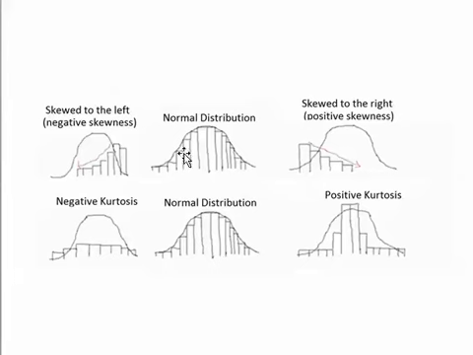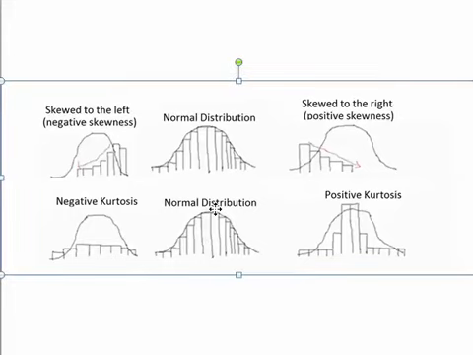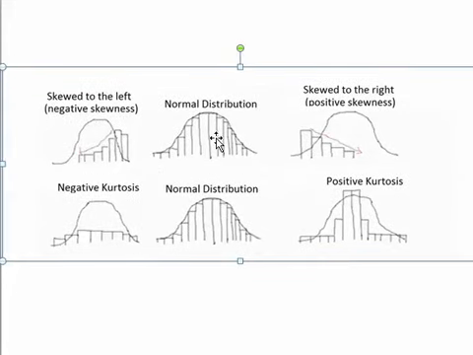So we can see that a normal distribution is halfway between a negative skewness and a positive skewness. So you would actually say that a normal distribution has no skewness. And a normal distribution is also halfway between a negative kurtosis and a positive kurtosis. So a normal distribution actually has no kurtosis at all. So you could say that a normal distribution is a data set that has both no skewness and no kurtosis.